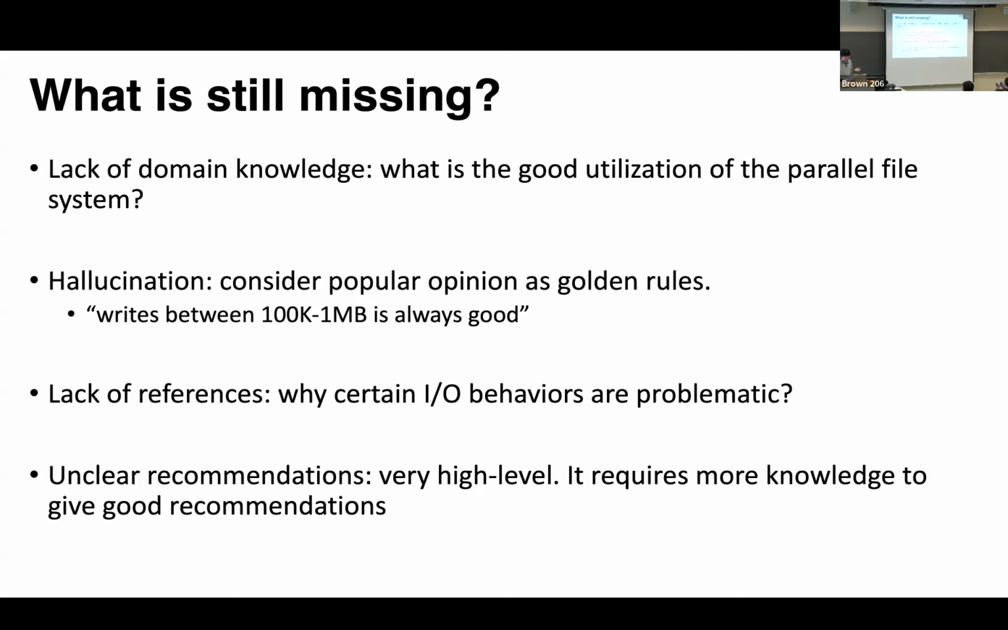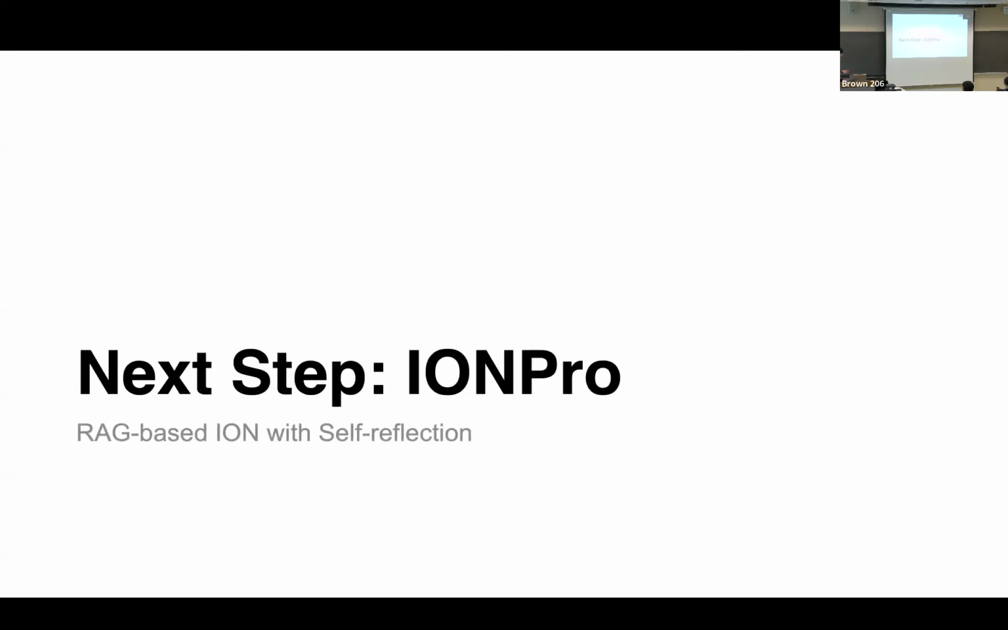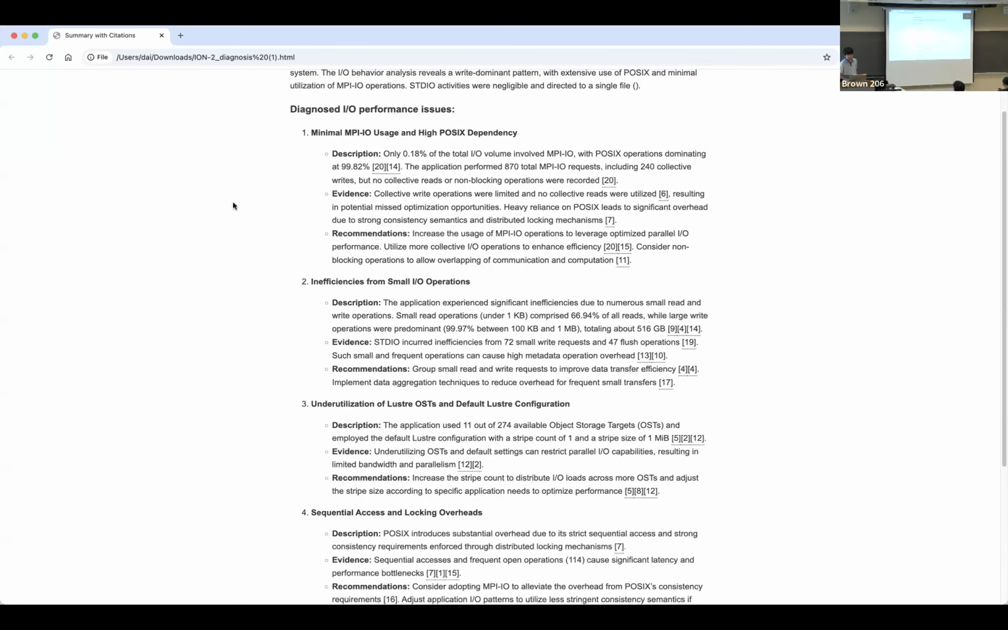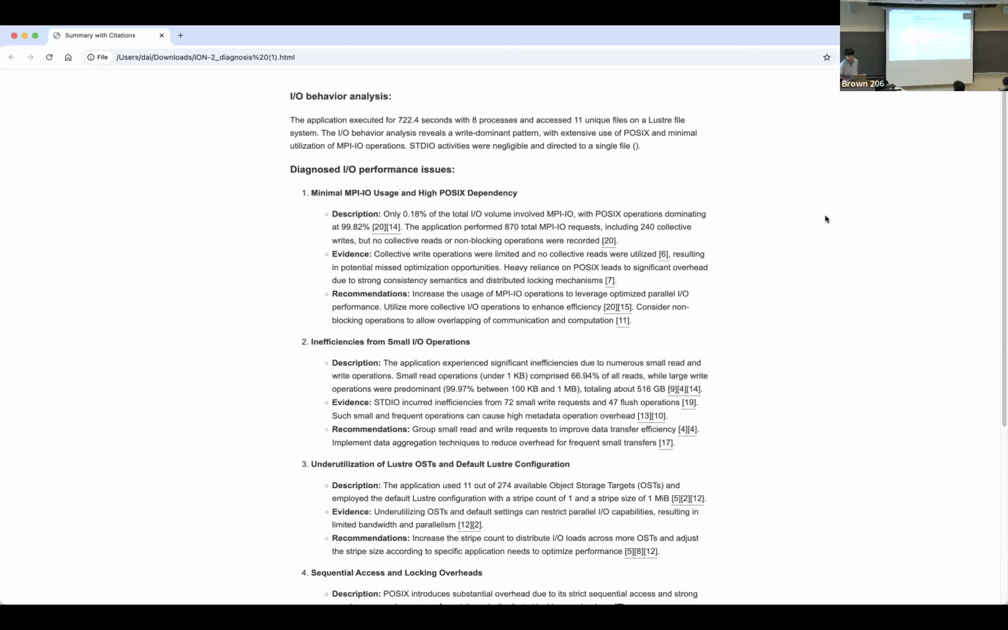So what we are doing right now is we call it ION Pro. ION Pro is the next step. I don't have the slides here yet, but I can quickly show what the output looks like for ION 2. Oh, it's not shared, one second. So this is what the ION 2 output looks like. It is still work in progress. This is in HTML format.